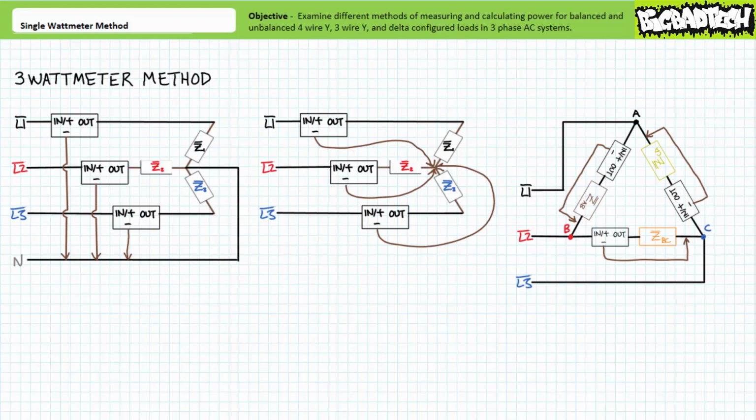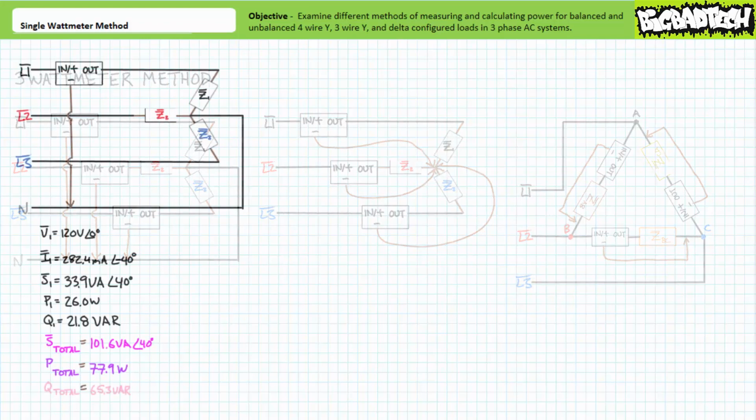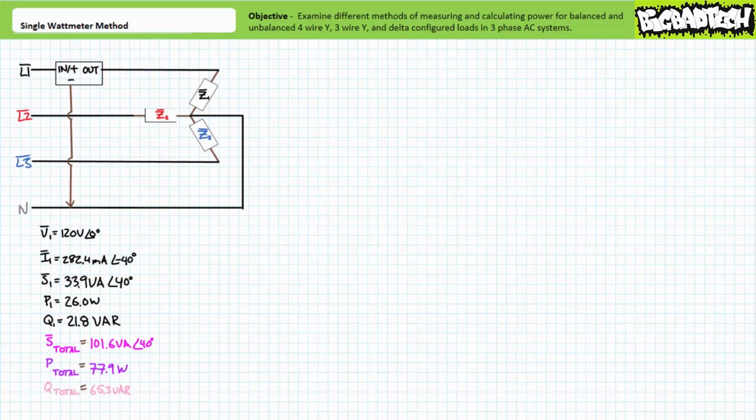Let's examine one such method of doing so. For a balanced 4-wire Y configuration, a single wattmeter hooked in the following fashion could easily measure power experienced by load impedance Z1. Given the data from our previous illustrated example problem, the voltmeter portion of the wattmeter would measure 120 volts at an angle of 0 degrees from line L1 to the externally accessible neutral wire. The ammeter portion of the wattmeter would measure 282.4 milliamperes of current at an angle of negative 40 degrees through line 1 and load impedance Z1.